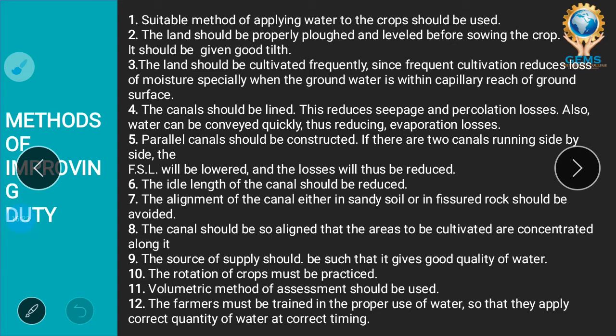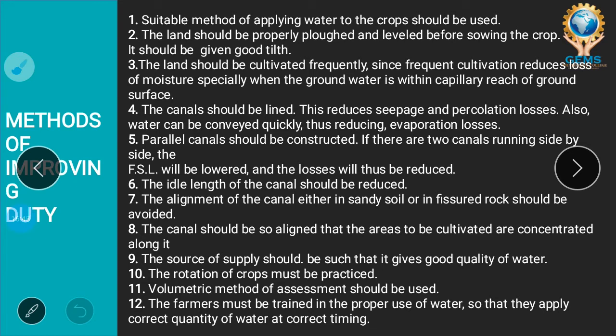Next, rotation of crops must be practiced. As we all know, if we don't practice crop rotation, the nutritional value of the land will be lost and it will become infertile. So it is very important that we practice crop rotation. If you sow paddy, then you sow rabi, then some pulses, so it will maintain the nutrition value of the soil.